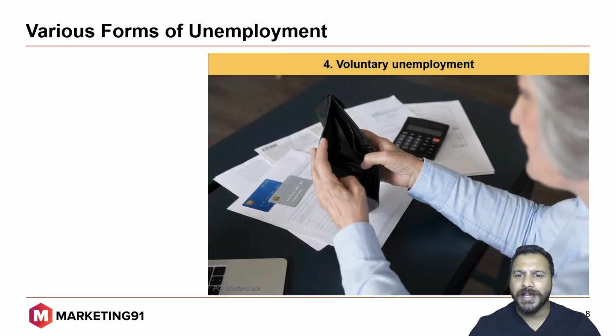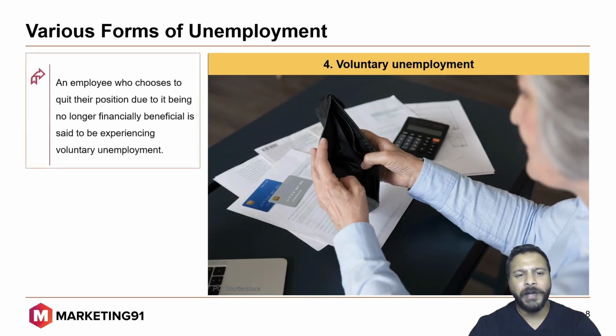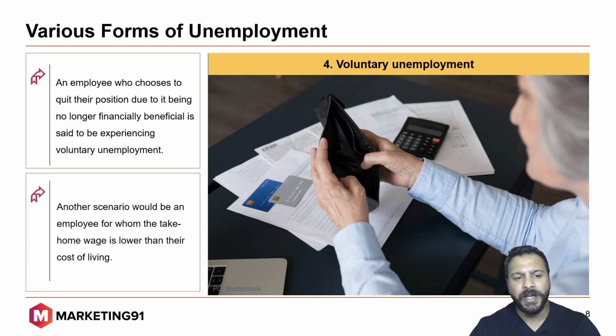At number 4 is voluntary unemployment. An employee who chooses to quit their position due to it being no longer financially beneficial is said to be experiencing voluntary unemployment. Another scenario would be an employee for whom the take-home wage is lower than their cost of living, or even when an employee takes a sabbatical, that would ideally mean voluntary unemployment.